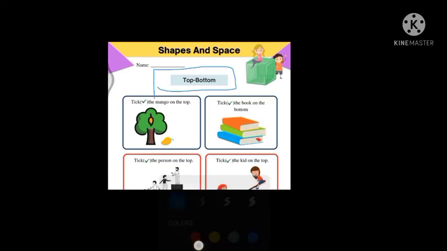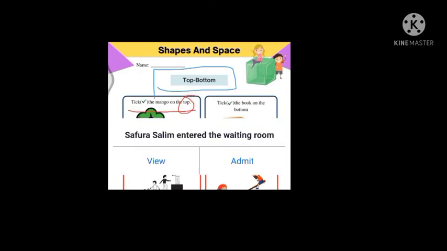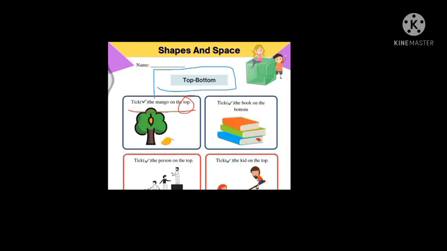Your first question is: tick the mango which is on the top. यानी आपको, if you will see this figure, this picture clearly, you are having 2 mangos, first one and the second one, and we have to find out among these two which one is on the top. ये दोनों में से कौन सी मैंगो टॉप यानी ऊपर है.